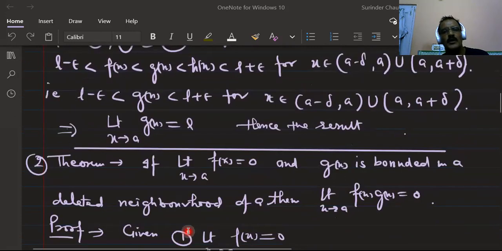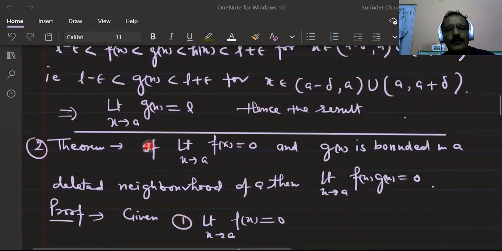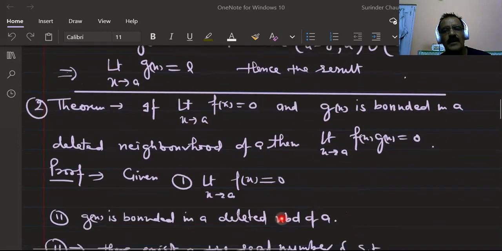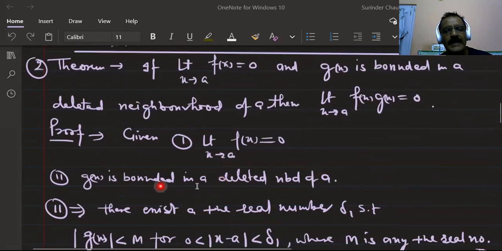Now, similar to it: if limit x approaches A of f(x) is 0 and g(x) is bounded in some deleted neighborhood of A, then the limit of the product is also equal to 0. So we prove this. Given is limit x approaches A of f(x) is 0, by definition, and second is g(x) is bounded in some deleted neighborhood of A.